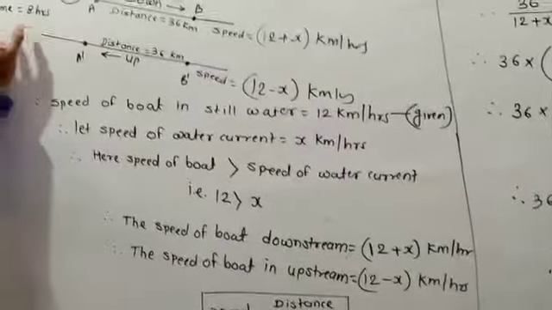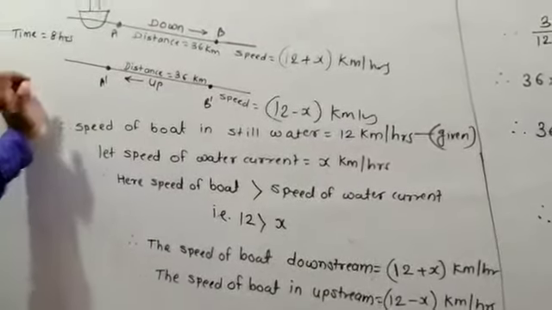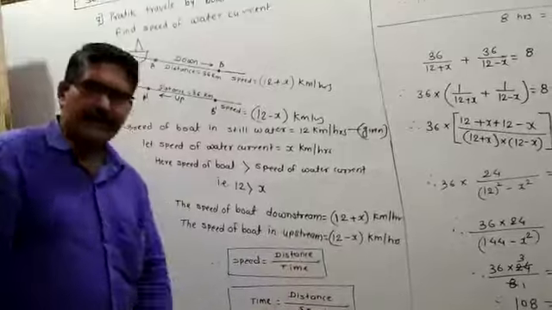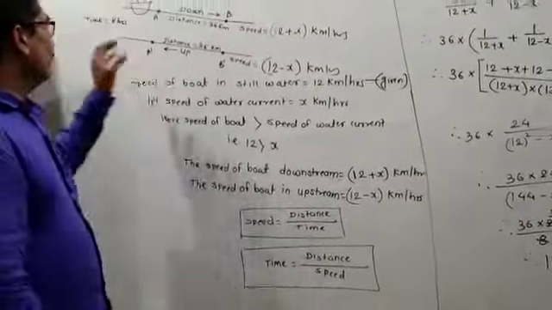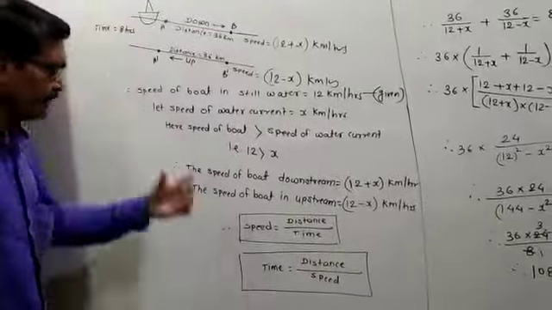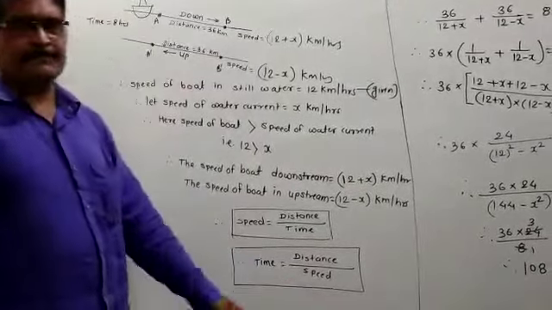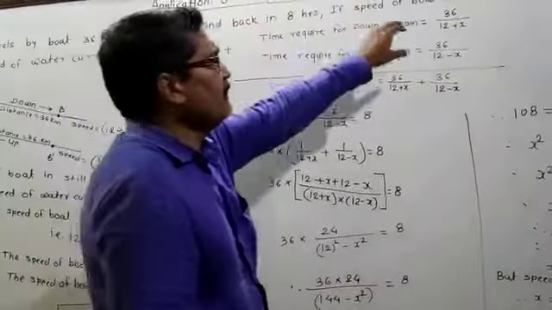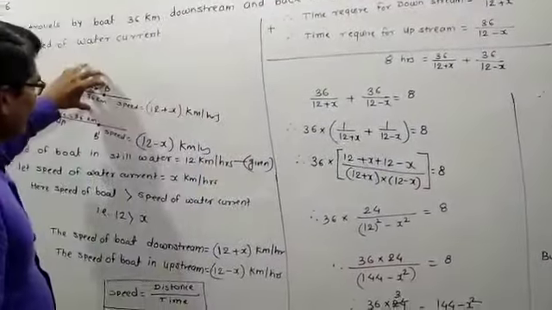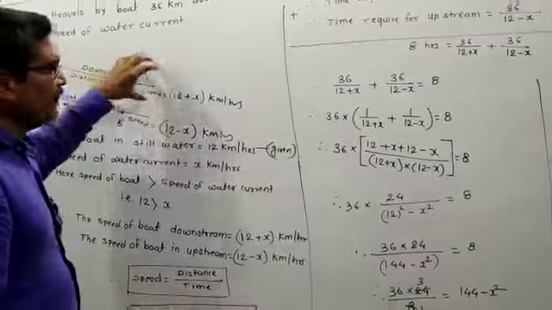Everybody understand? Then speed is equal to distance upon time. Here you have to prepare the formula for the time. Time is equal to distance upon speed. So the time required for the downstream, whatever it be, you have to find out.